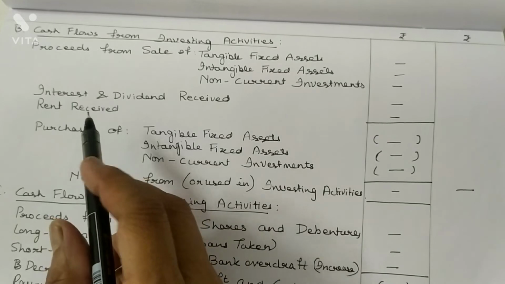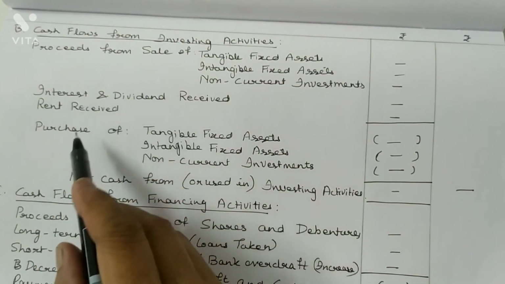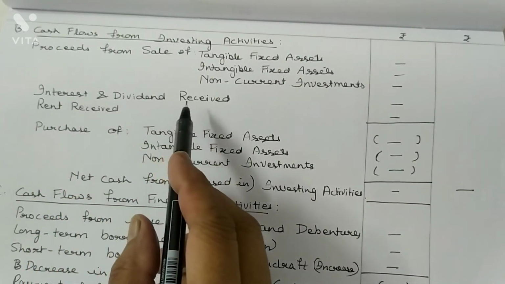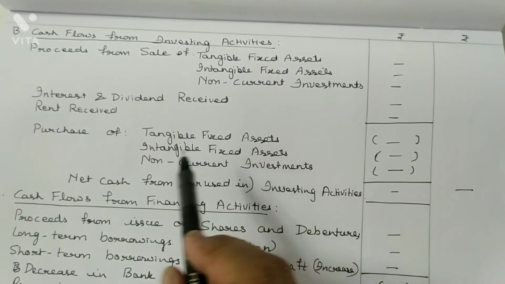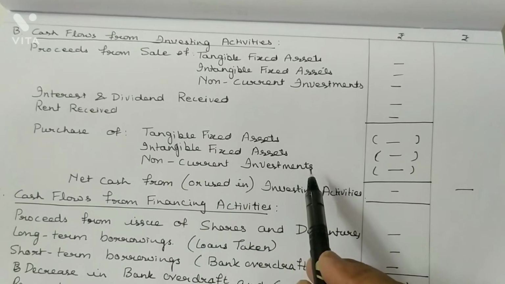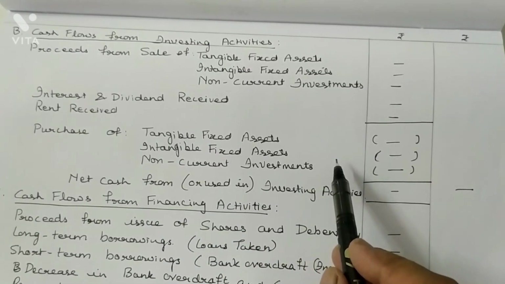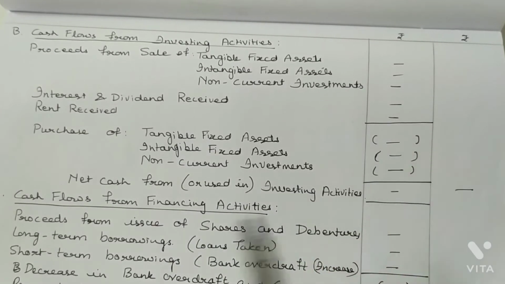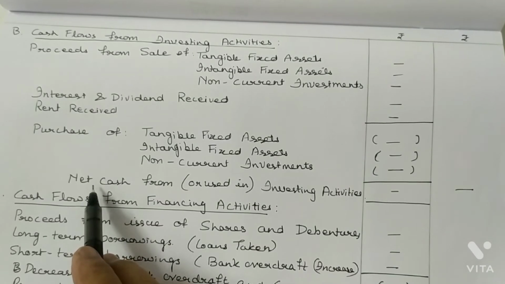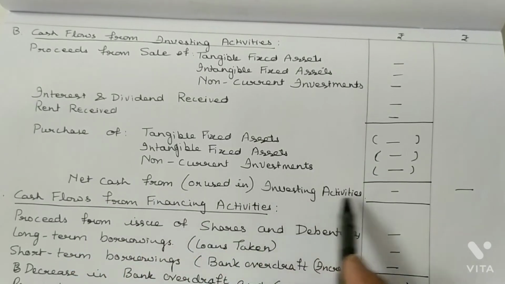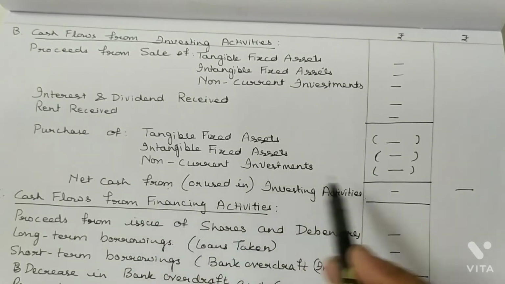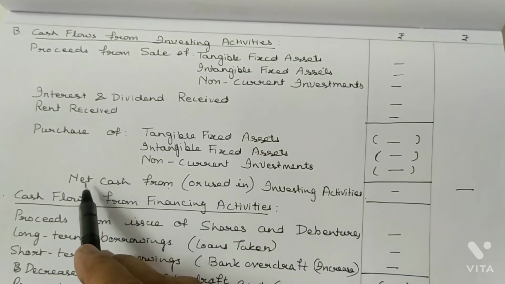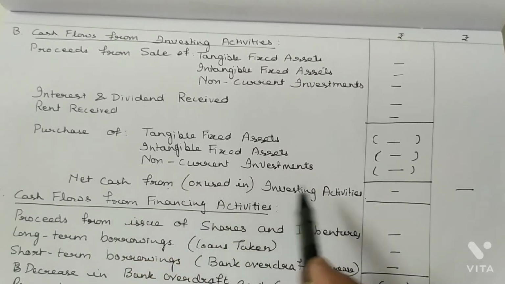though rent paid and interest paid are to be shown in financing activity. It is assumed that rent received and interest and dividend received will be further invested. Purchase of tangible assets, intangible assets and non-current investments causes outflow of cash, so you have to deduct it. Finally, net cash from investing activities. If the answer is negative, you have to write net cash used in investing activities.